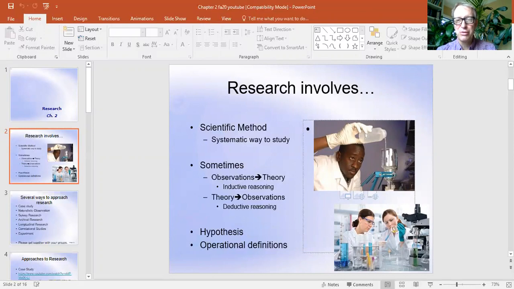So a hypothesis is a prediction, an educated guess about how two things are related. Another term on this first slide that I want you to know is an operational definition. An operational definition is where you are naming a construct, or naming a variable. You're naming the thing you want to examine and look at, and you're naming it in terms of how you're measuring it. This is very important.